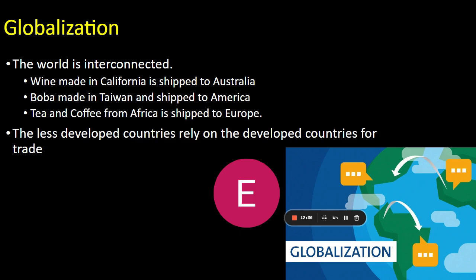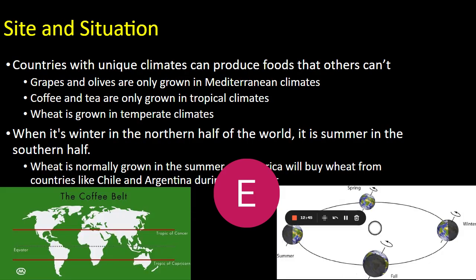Yeah, the Southern Hemisphere can grow crops in a different season that we can't. That way we trade with each other all year round. Globalization. There you go.